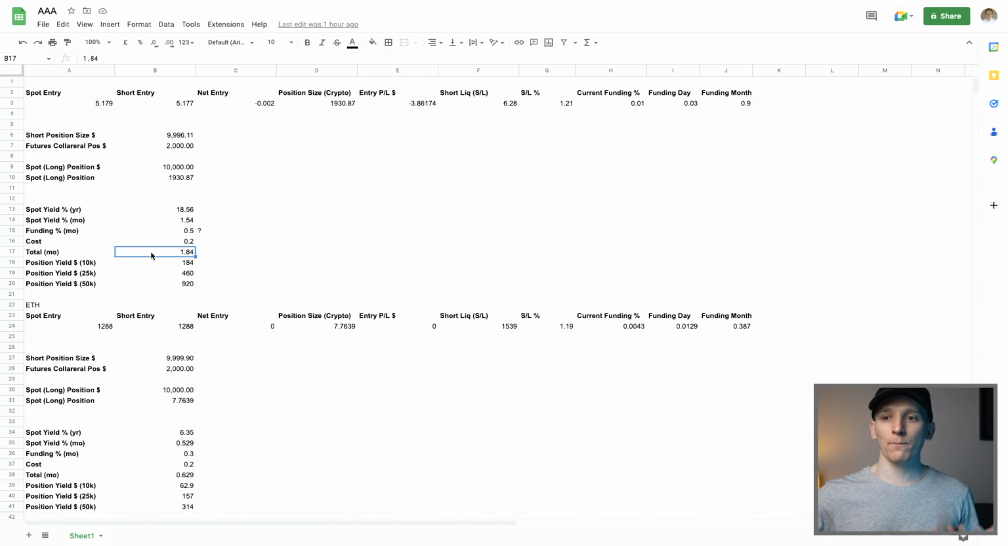The total is 1.84%. That is after fees and everything. So, let's call it 1.84%, which on a $10,000 position is $184. $25,000 is over 400, and then a 50,000 position, almost $1,000.